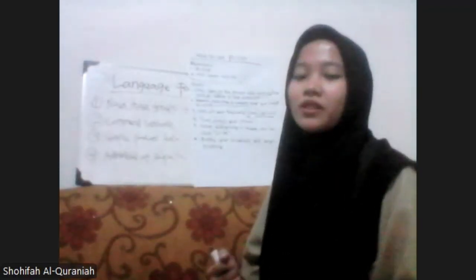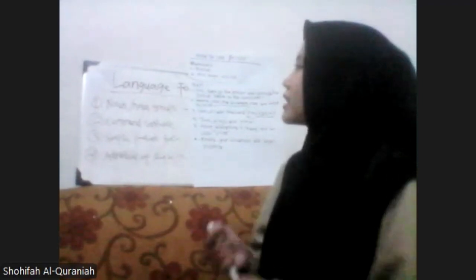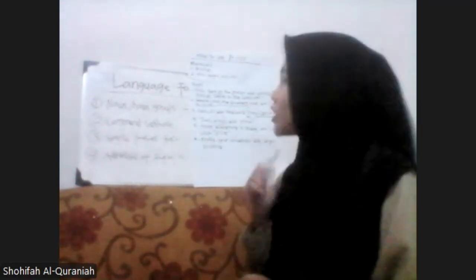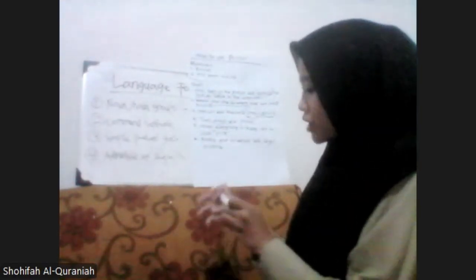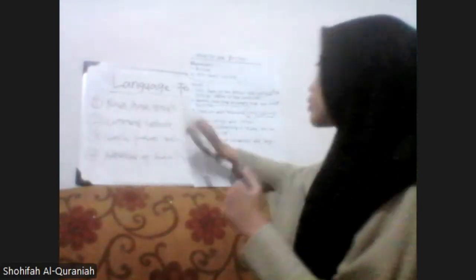Okay, after we know the social function of the procedure text, the last is the language features that are usually used in the procedure text. There are 4 language features usually used in the procedure text. The first is noun or noun groups. We can see from the text where the noun or noun groups are. They are usually placed in the materials. The first is printer, and then HVS paper, and then ink. So that's all. The materials are the nouns or noun groups.